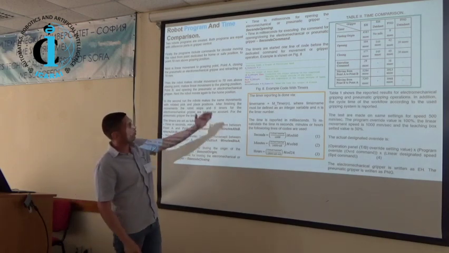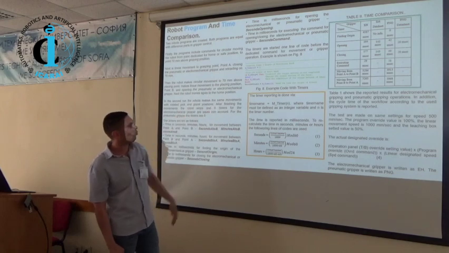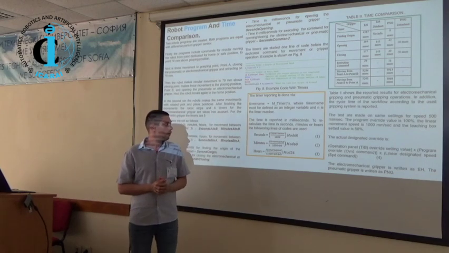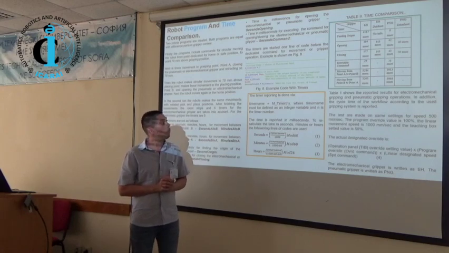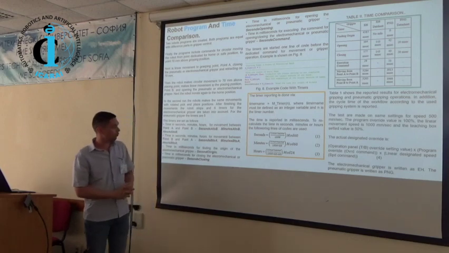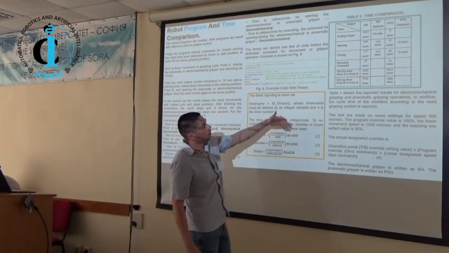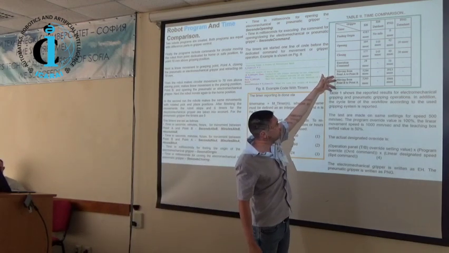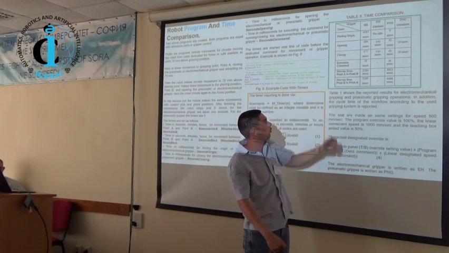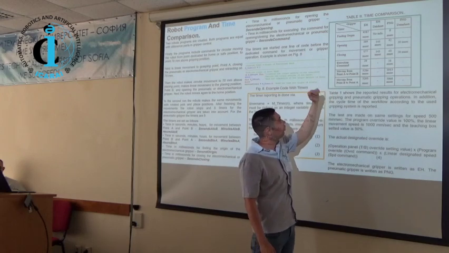The most important in our code were not the movements, but the timers. We put timers in very important places in the code, and we measured a couple of parameters. Here at the bottom of the tables you can see we measured the moving of the robot from point A to point B. As you see, there is almost no difference in the moving.